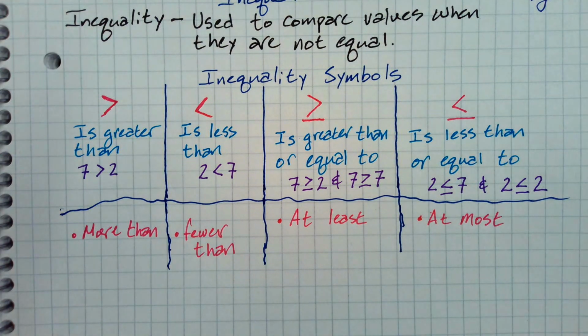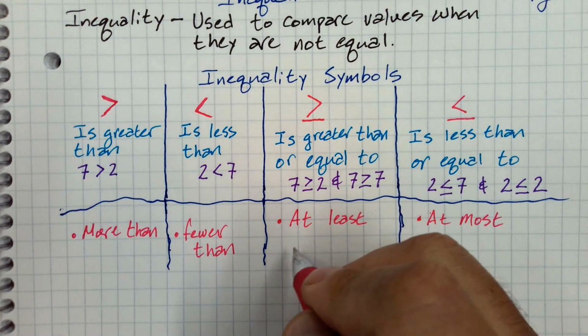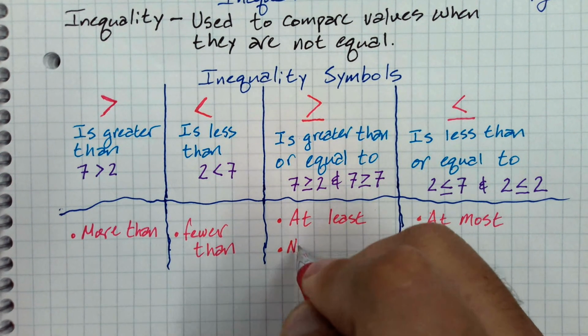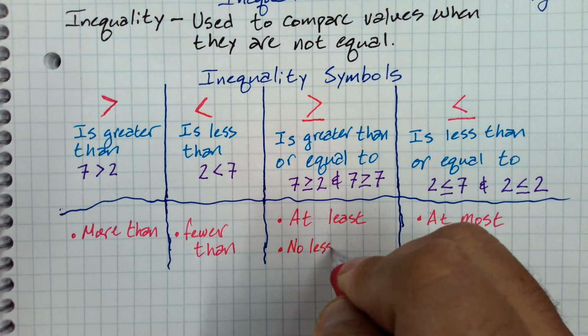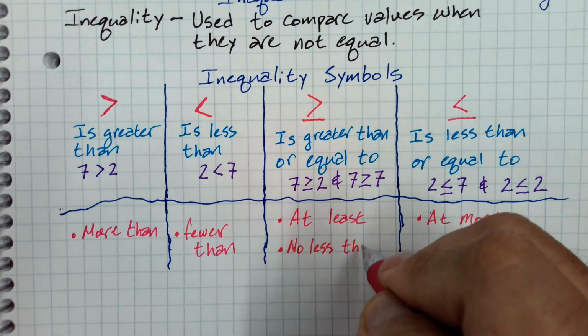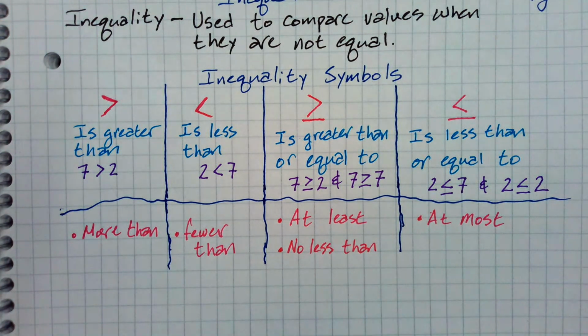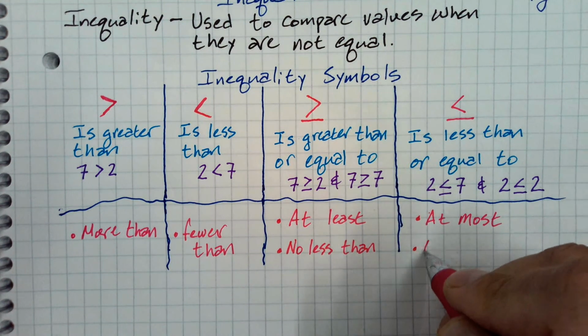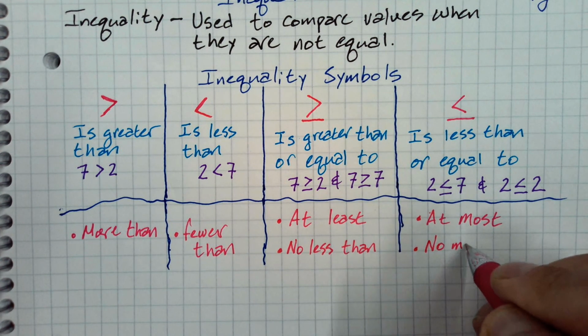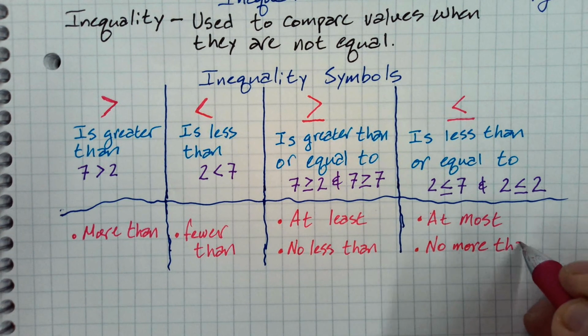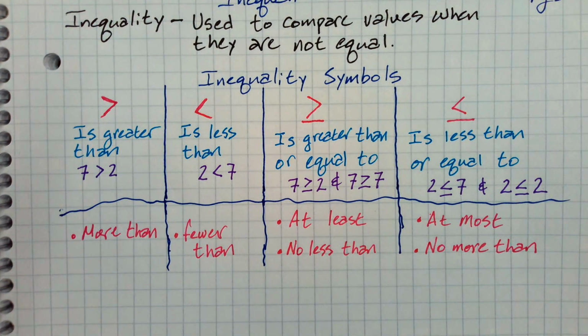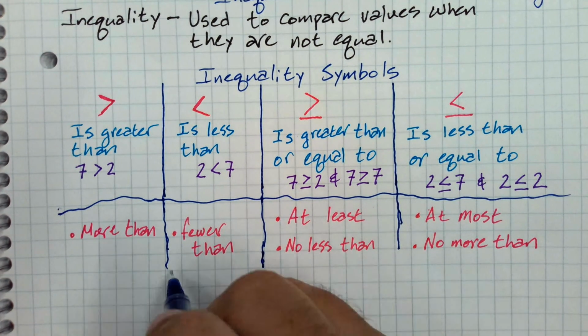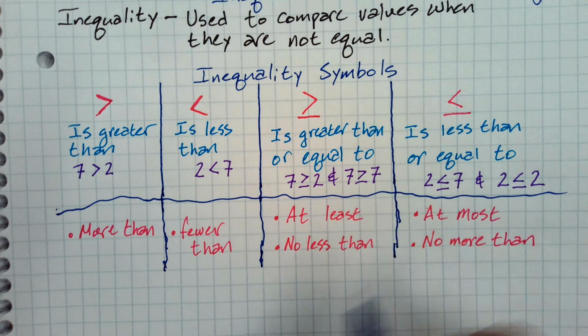The number of students that can fit in the bus is at most 52. Okay, that means it has to be 52 or less. Another one for greater than or equal to is "no less than." If you've ever used "no less than," that's greater than or equal to. And "no more than" would be for less than or equal to. So these things are used in everyday situations.